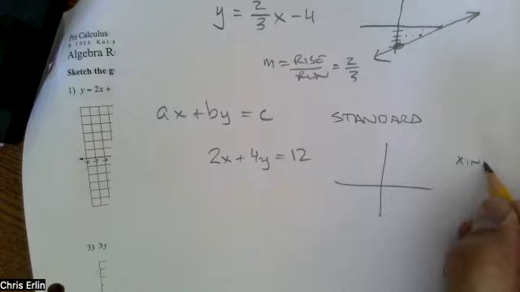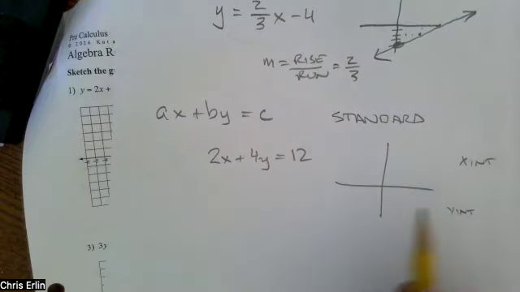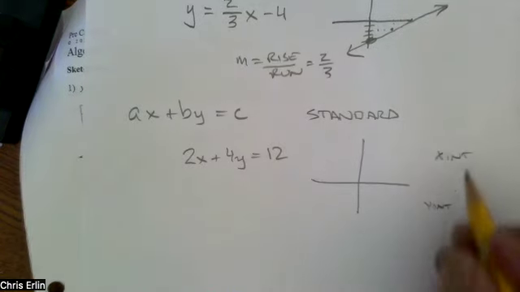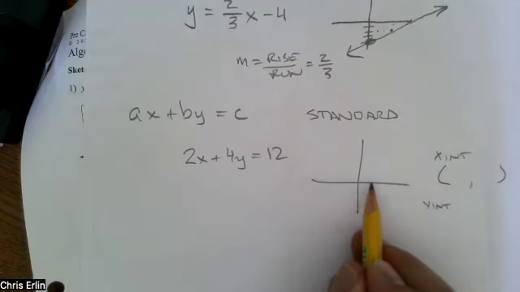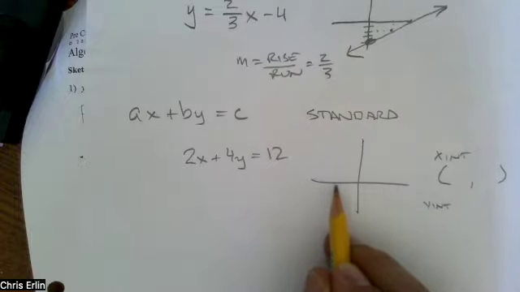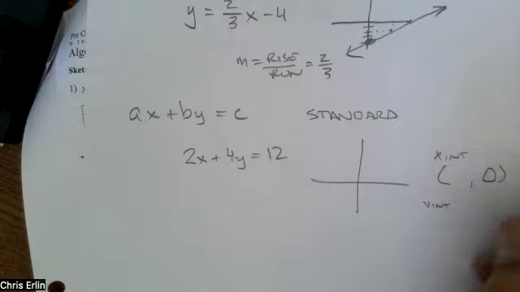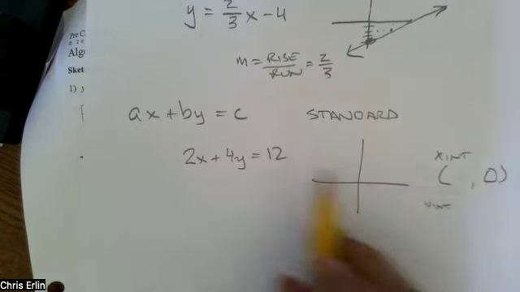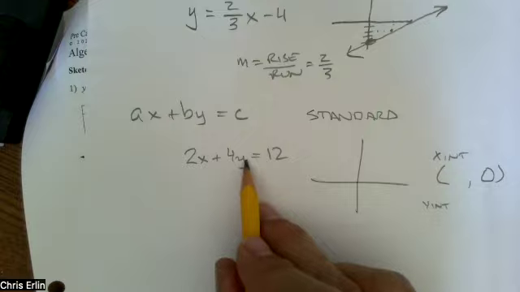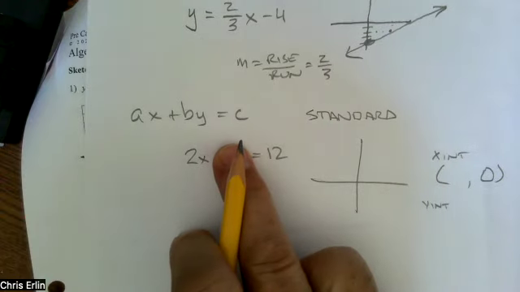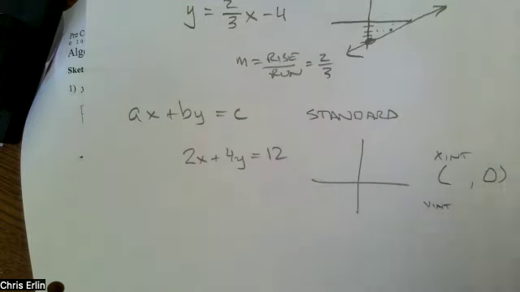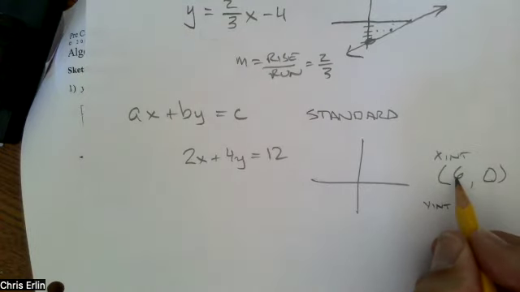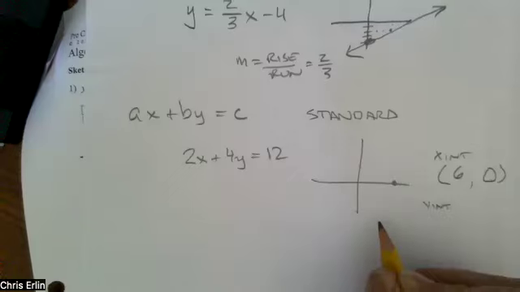Well, I can find the x-intercept and the y-intercept for this equation really easily in a standard form. What do we know about every single x-intercept? Every point along the x-axis shares what y value? Good, 0. So if I take this value of 0 for y and plug it in for y here, 4 times 0 is 0, that part just goes away. If 2x equals 12, what's x? So when y is 0, x has to be 6. That gives me my x-intercept.